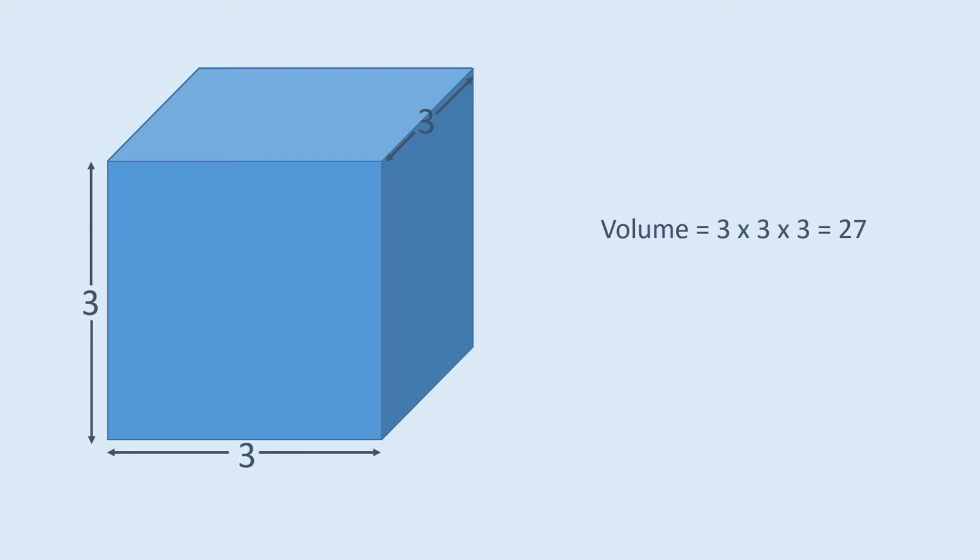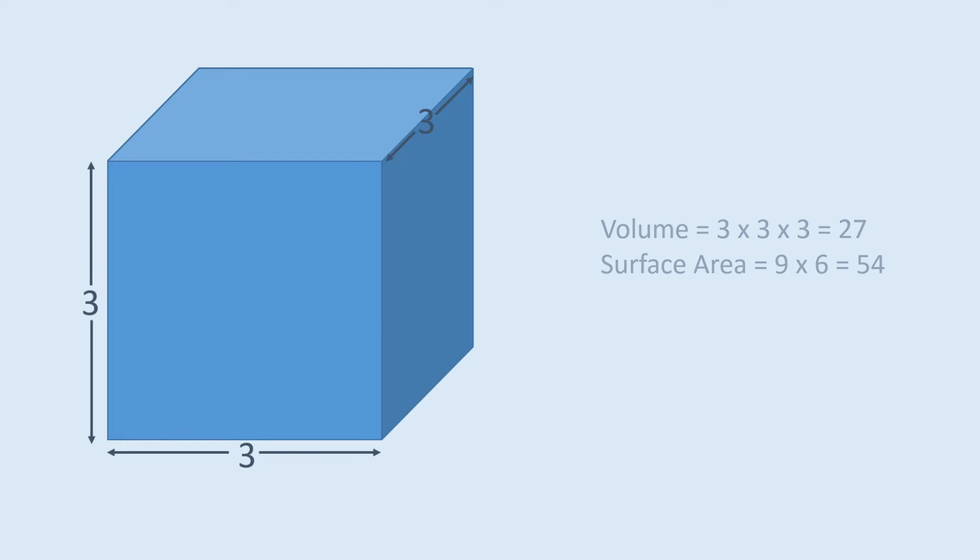We can also work out the surface area. To do this, you need to work out the surface area of one face of the cube, which is 3 times 3, which is 9. However, as there are 6 faces to a cube, we must multiply this number by the area of the face that we worked out before, and this gives us 54.